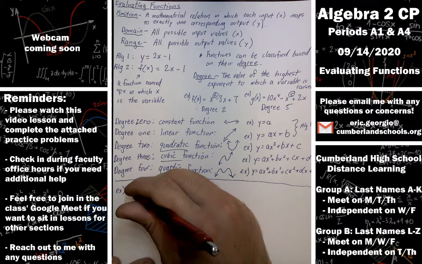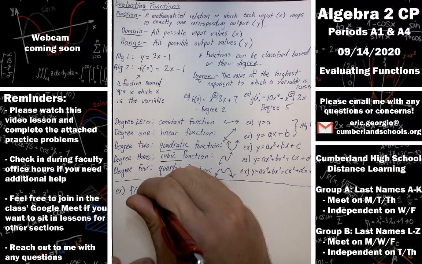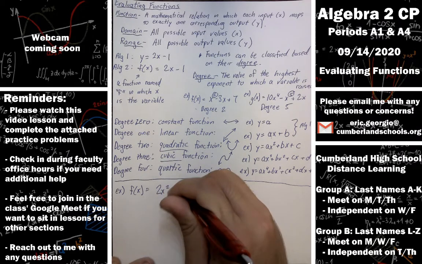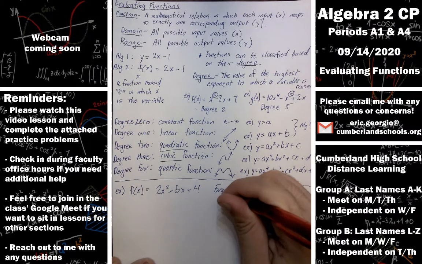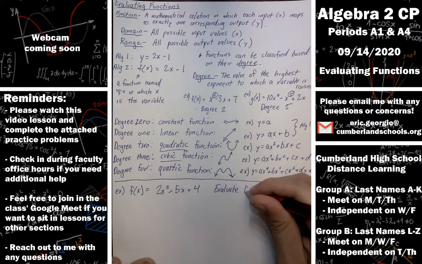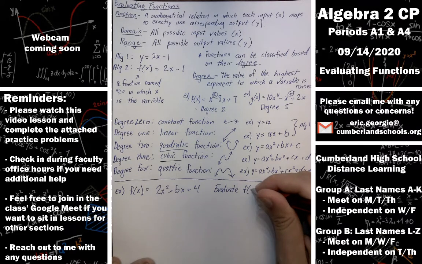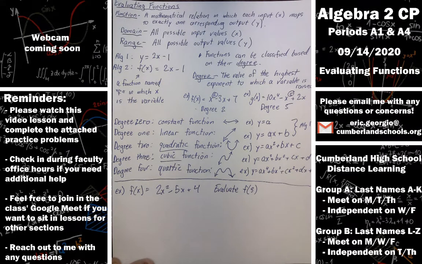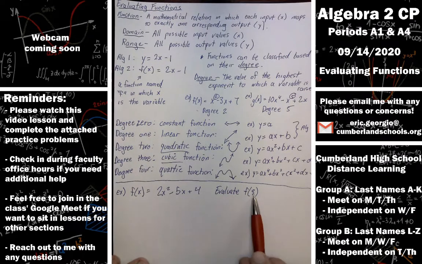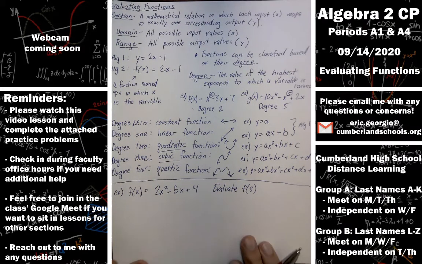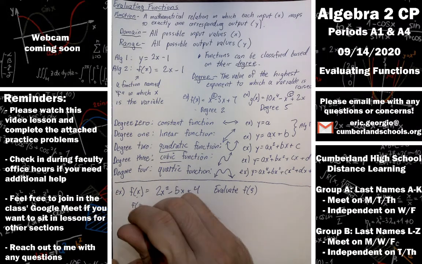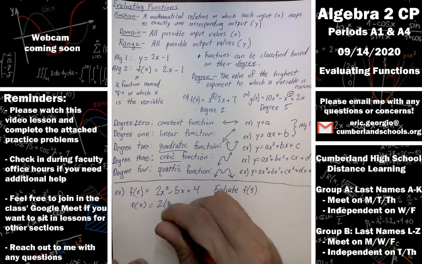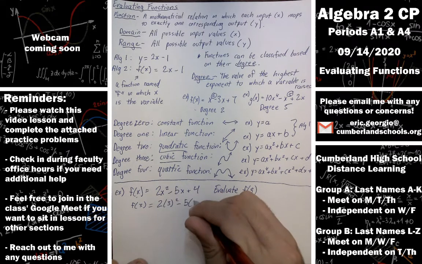Okay, if I had a function that was f of x equals 2x squared minus 5x plus 4, like that, and I asked you to evaluate f of 3, okay, f of 3. What that means is you need to take this value of 3 and plug it into wherever you see an x. So you'd say f of 3, well that means replace all the x's with 3's. f of 3 is equal to 2 times 3 squared minus 5 times 3 plus 4.